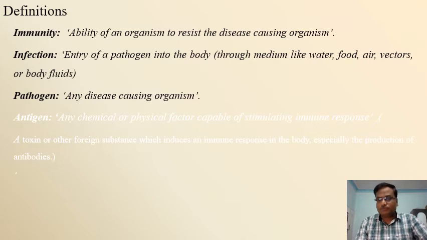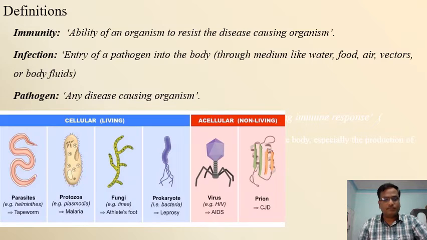Then what is a pathogen? Any disease causing organism is called a pathogen. For example, these are the pathogens which are known to cause diseases to humans. The worms, here you can see worms like tapeworm, roundworm, ringworm, pinworm, etc. Whenever they enter into our body, they are going to cause some problem. They are going to create some conditions which are called diseases. So they are examples of pathogens.